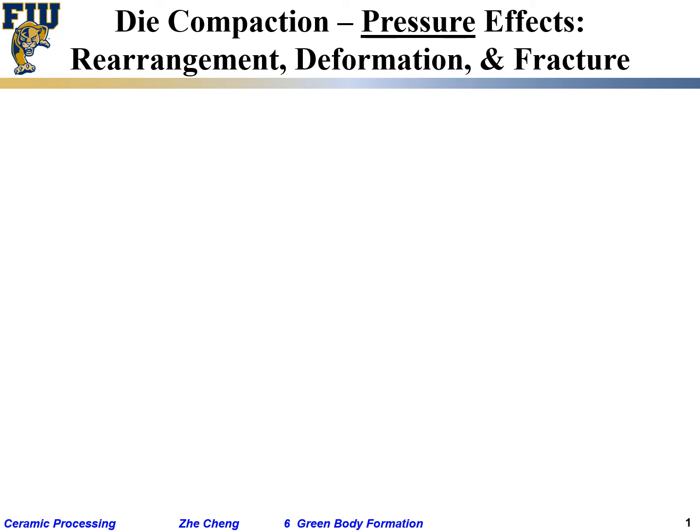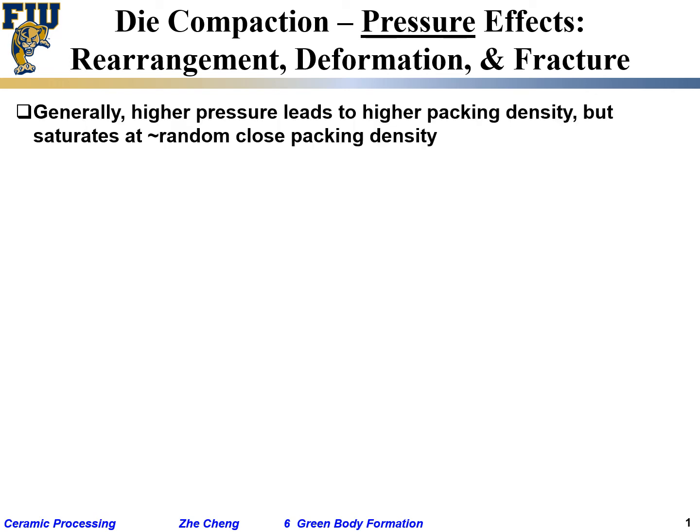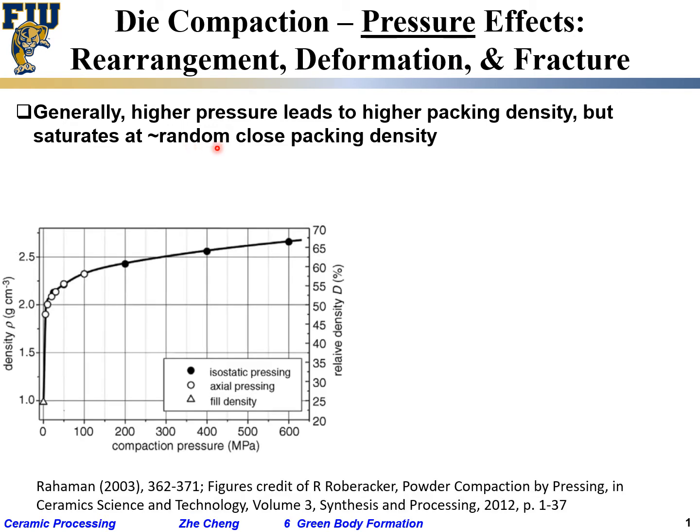So, pressure effect. Generally, as we mentioned, higher pressure leads to higher packing density. Very natural. But it would saturate at random close packing. Here we are showing the relative density from experiment versus the compaction pressure.